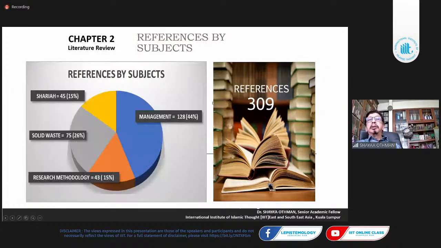The most important thing is that you're going to read books. These are the books: subject reference, management, solid risk management, and research methodology.